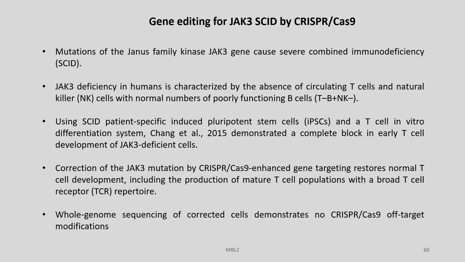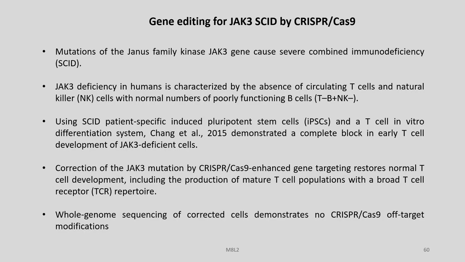Let us now discuss gene editing for JAK3 SCID by CRISPR-Cas9. Mutations of the Janus family kinase gene cause severe combined immunodeficiency syndrome. JAK3 deficiency in humans is characterized by the absence of circulating T cells and natural killer cells, with normal numbers of poorly functioning B cells.